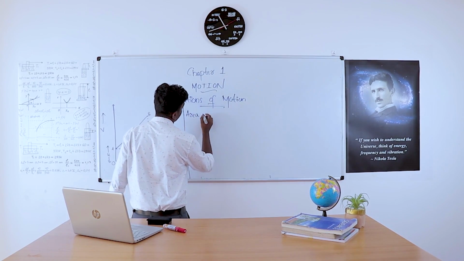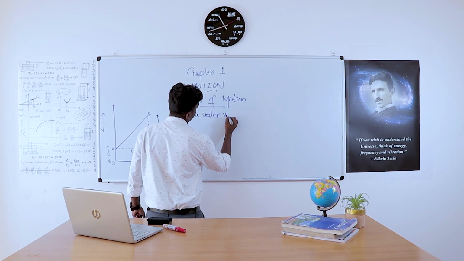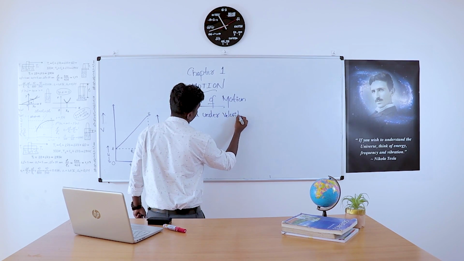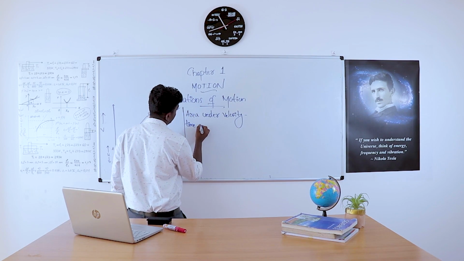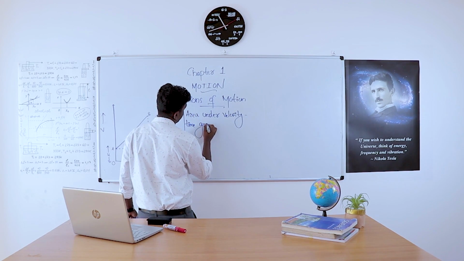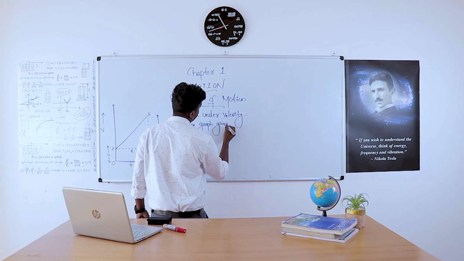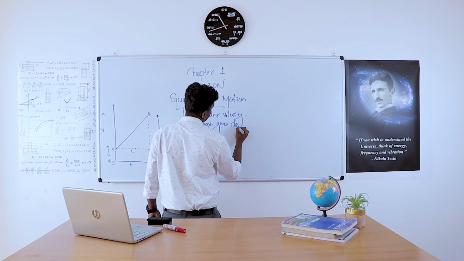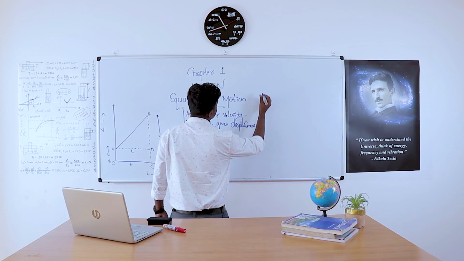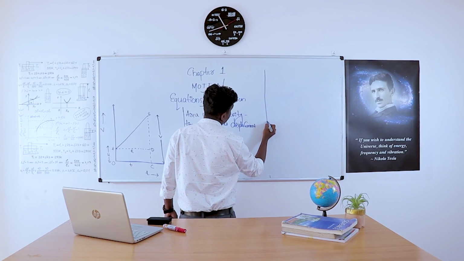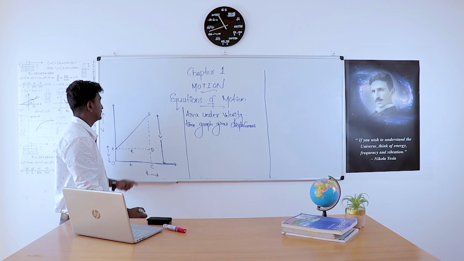Area under velocity time graph gives displacement. This is the condition we are going to use here. Area under velocity time graph gives displacement.